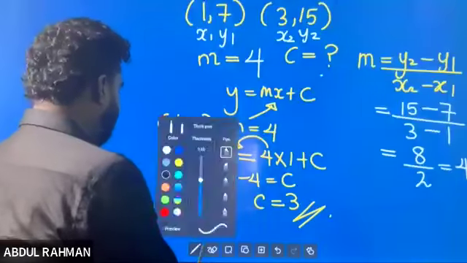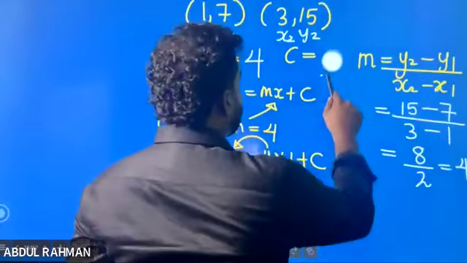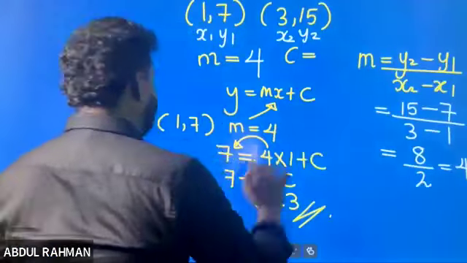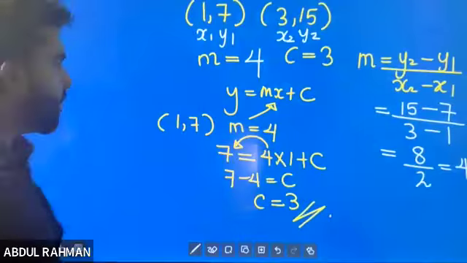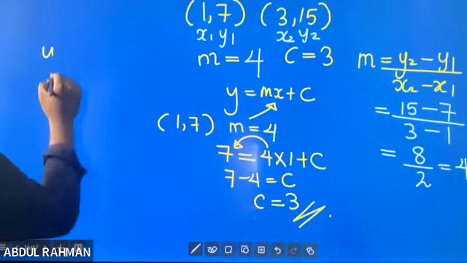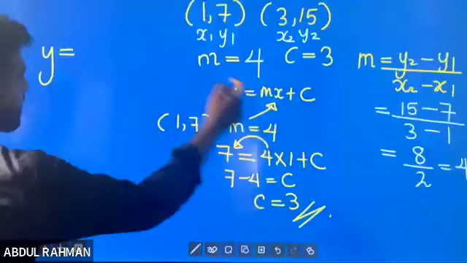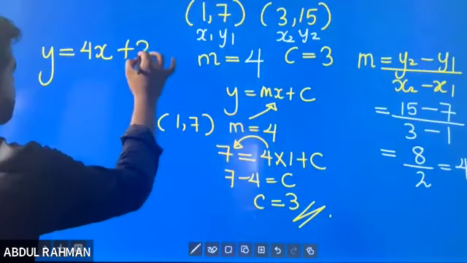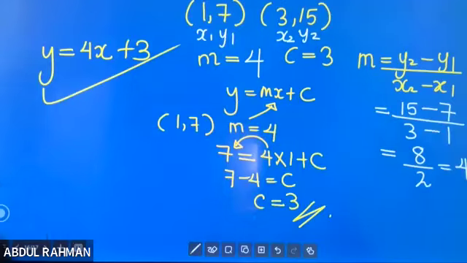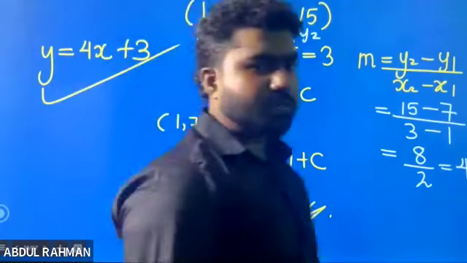Now I found out this also. The value of c is 3. Now can't I write the equation of the graph? Yes, I can write. y equals m, which is 4x. What is the value of c? Plus 3. This is my equation. I can grant you the full marks for this.